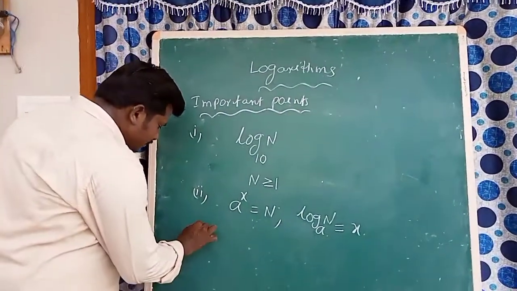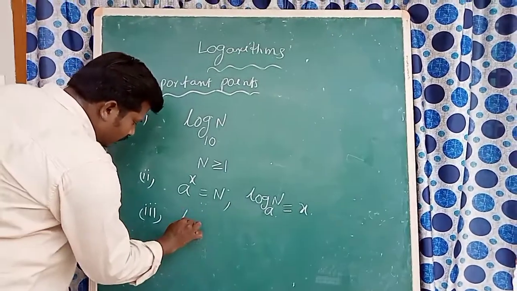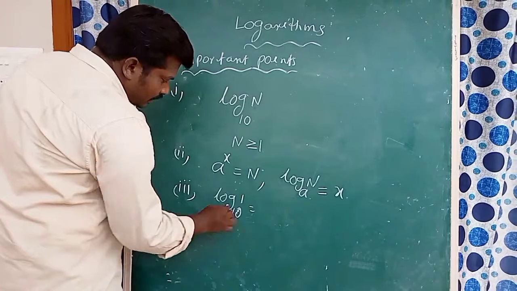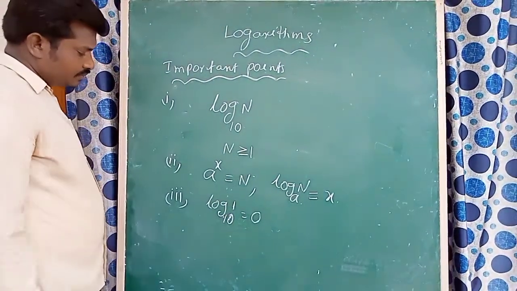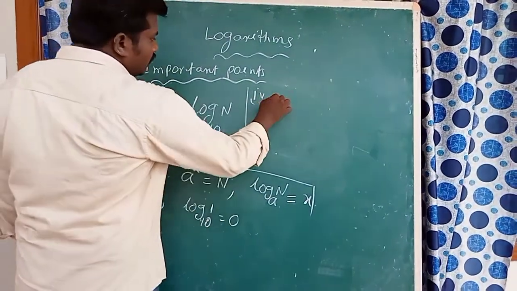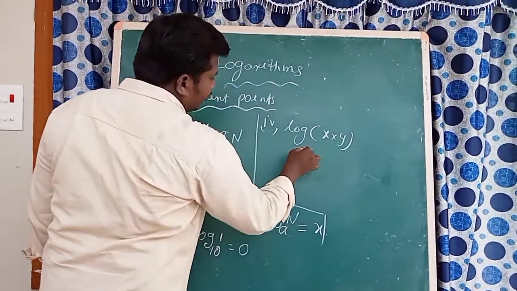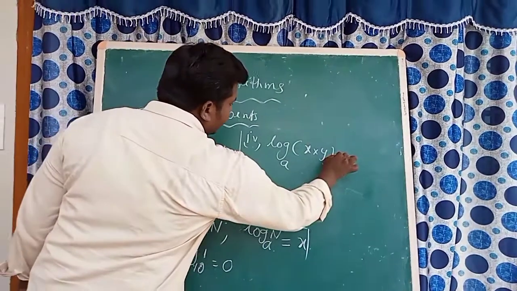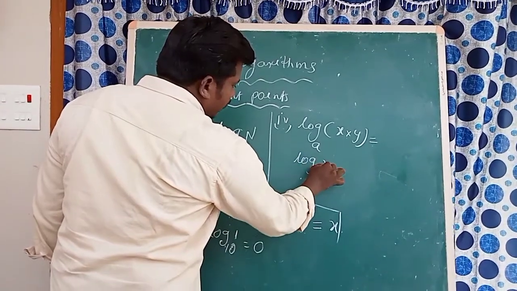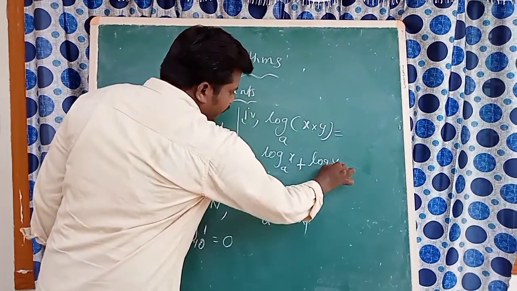And the third point, see this, log 1 base 10. Log 1 value is equal to 0. And the fourth one, log x into y base a. The formula is, I am writing here, log x base a plus log y base a.